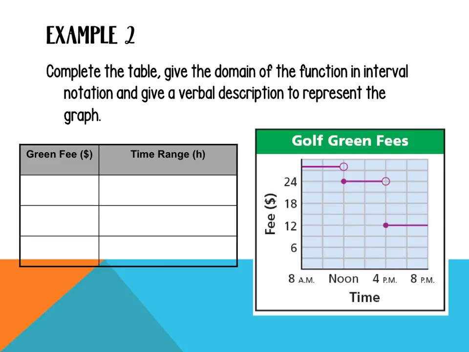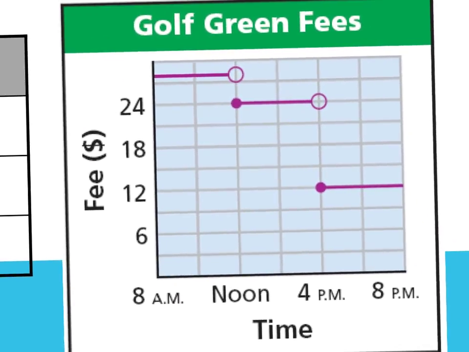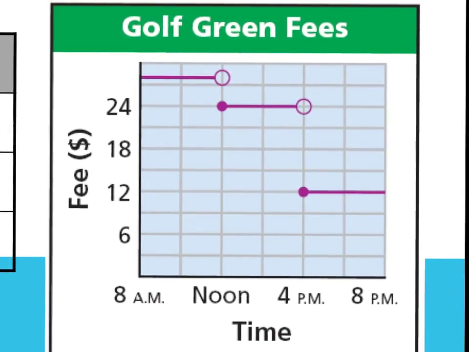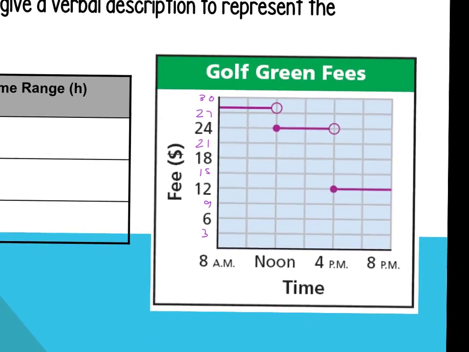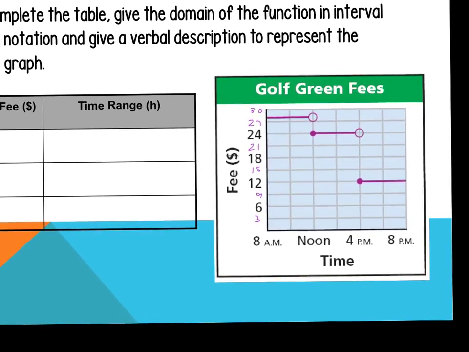All right, so hopefully if you look at that graph, you should have seen that these don't go by ones, right? What is each gray line? 3. So this would be 3, 6, 9, 12, 15, 21, 27, and 30. So what are the 3 different prices that are being charged for these green fees?